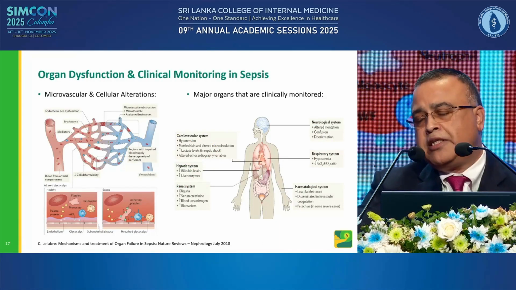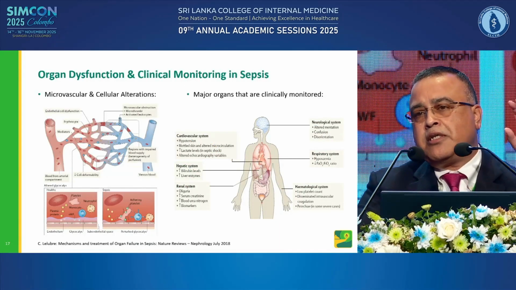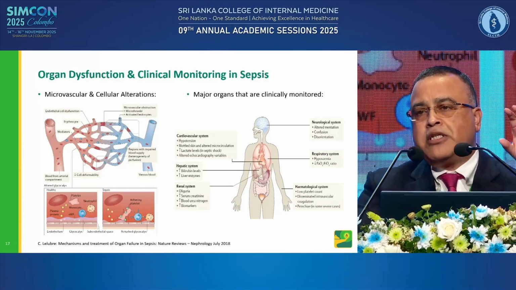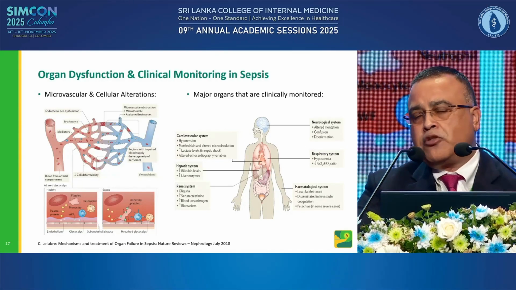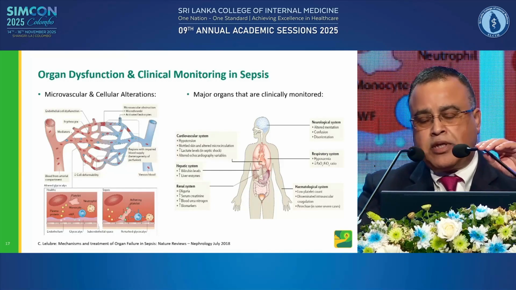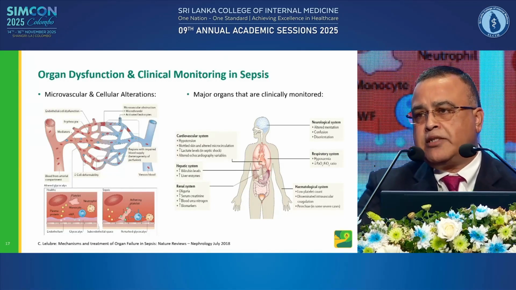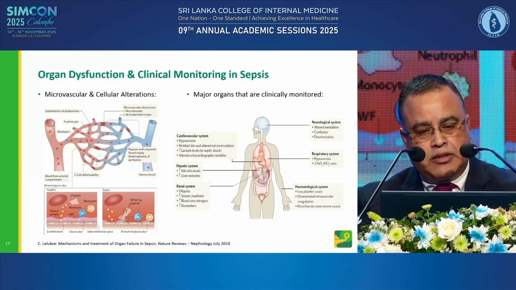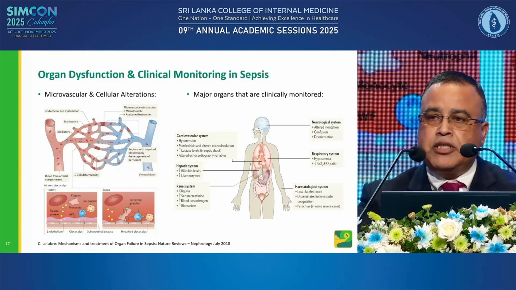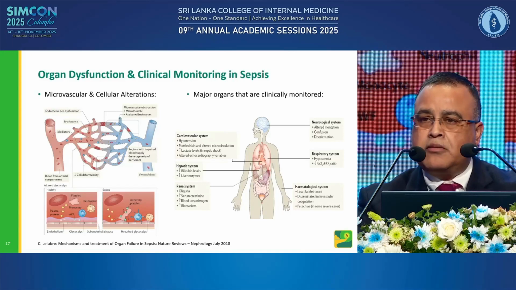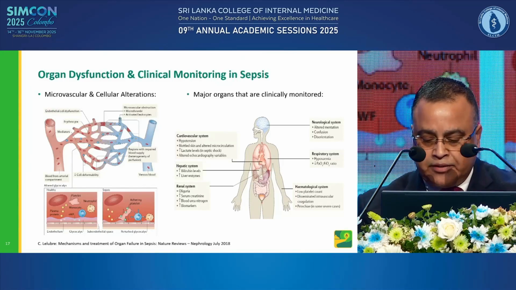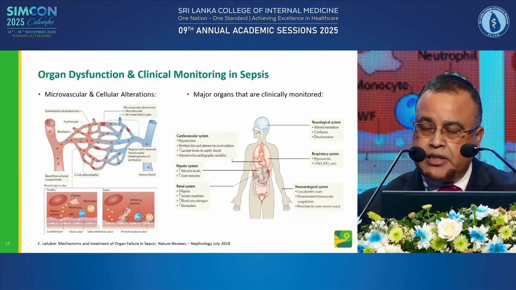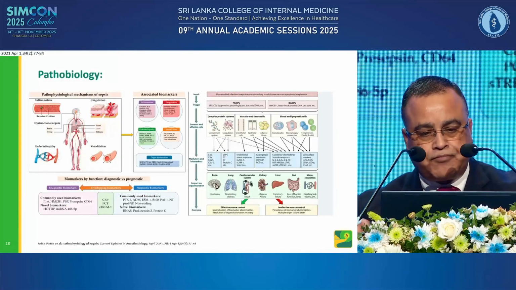Because of heterogeneity, some of the cytokines or the biological markers impact more vascular structure than the other structures. That's why some of the patients have more DIC and increased thrombosis and decreased fibrinolysis. And these are some of the major organs which are impacted, or they are being clinically monitored at various services, whether in the ED or in the ICU levels.